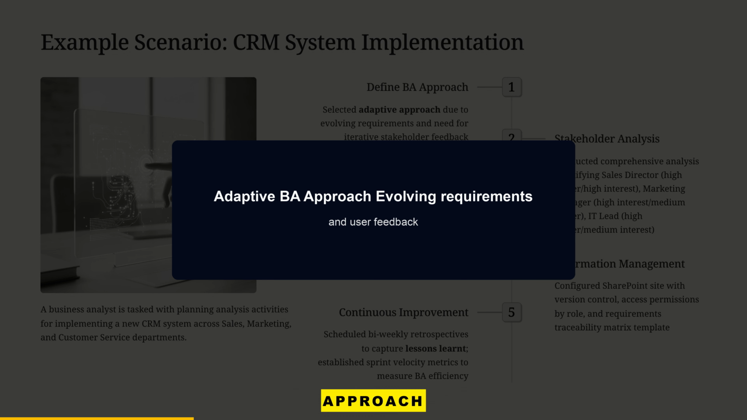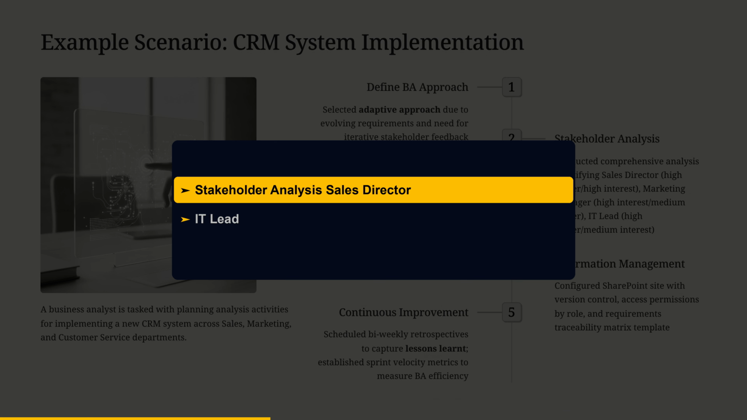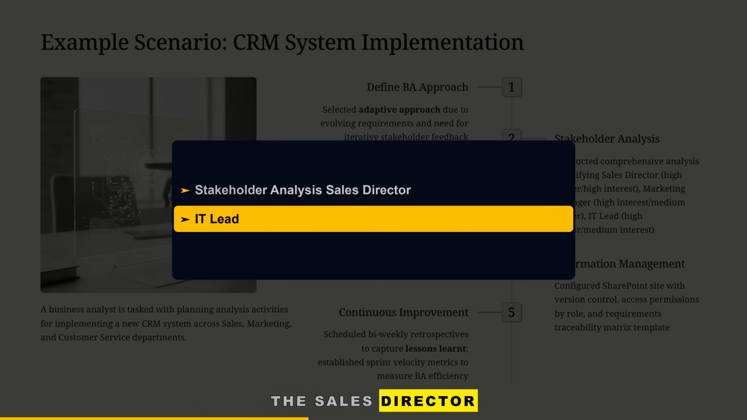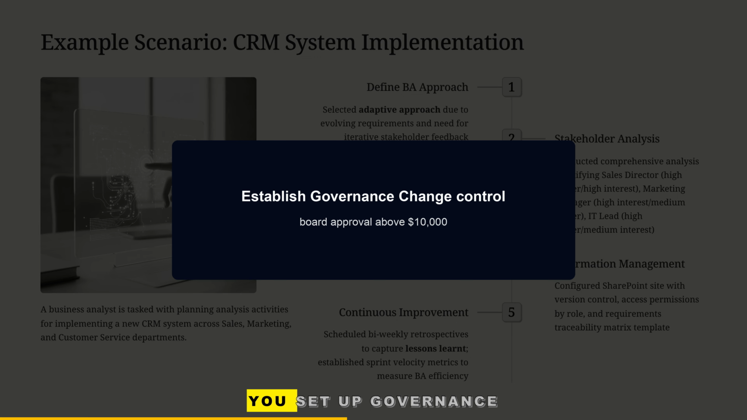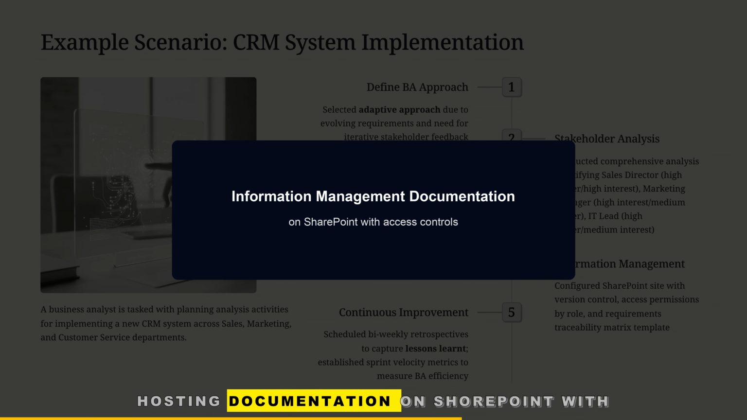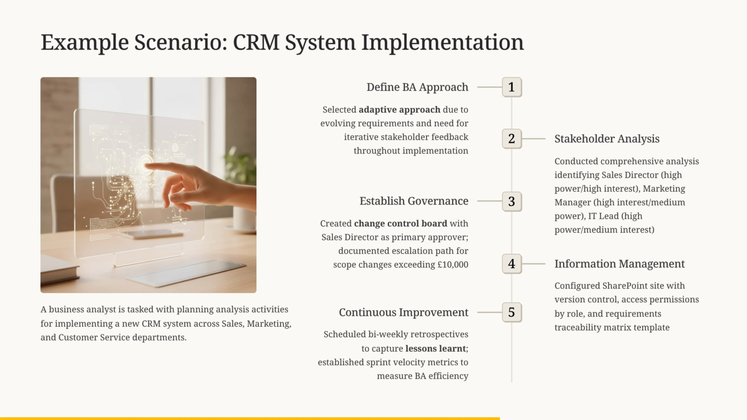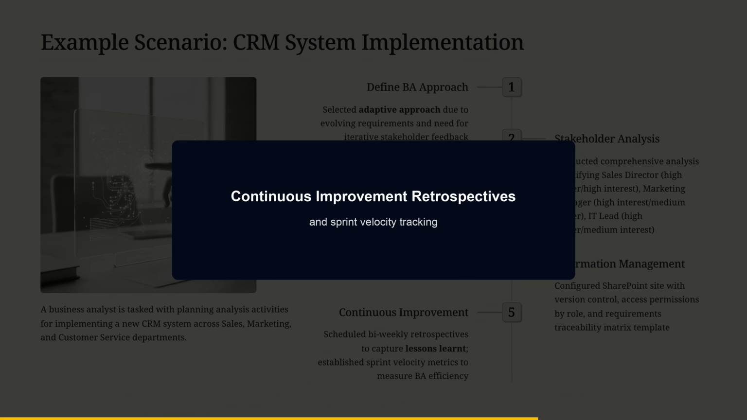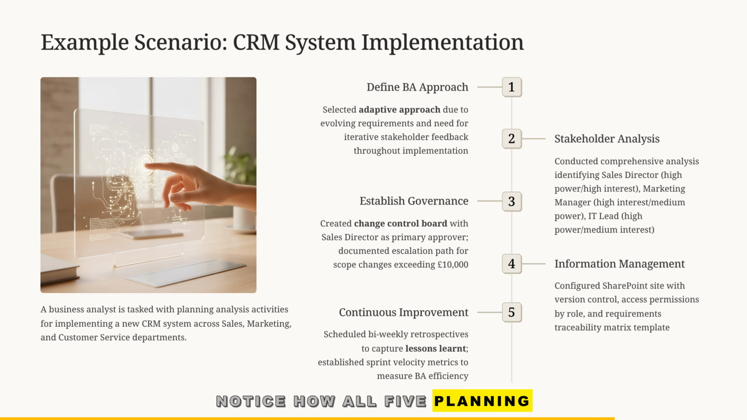You define an adaptive BA approach, since requirements will evolve with user feedback. You conduct a stakeholder analysis, identifying key influences like the sales director and IT lead. You set up governance, with a change control board for approvals above $10,000. You define an information management plan, hosting documentation on SharePoint with access controls. And you implement continuous improvement, holding retrospectives, and tracking sprint velocity. Notice how all 5 planning elements come together: approach, engagement, governance, information, and improvement, working as one cohesive system.